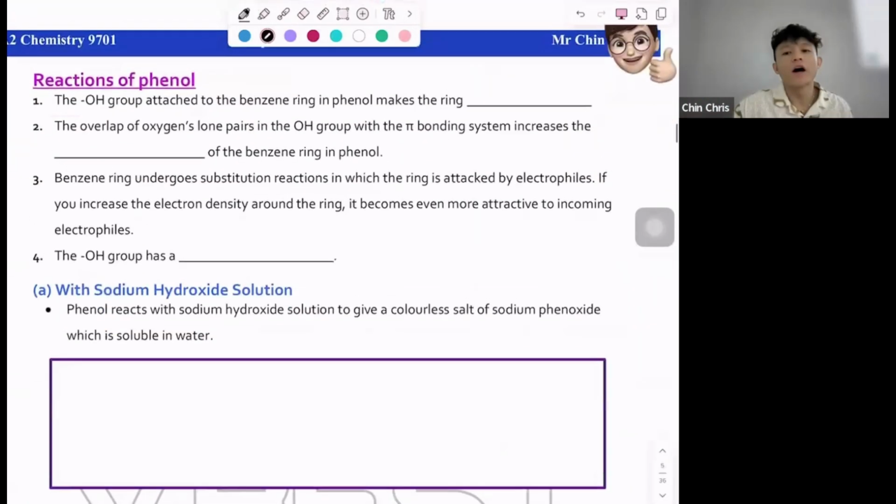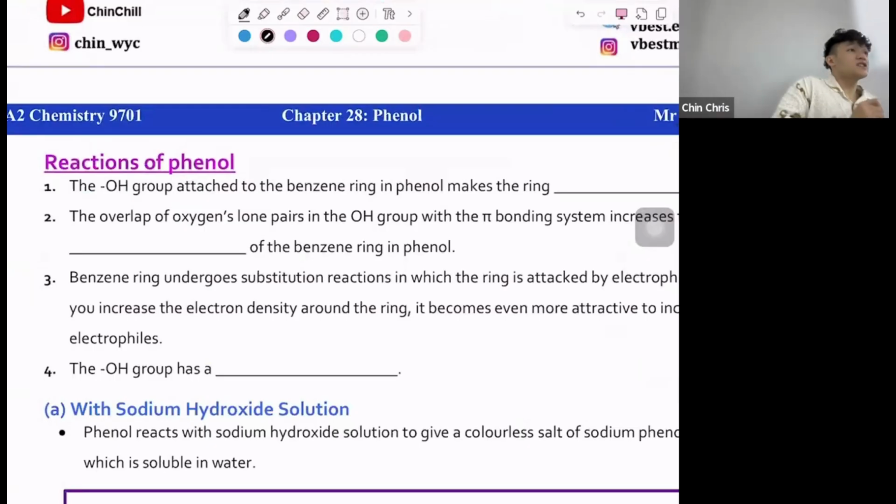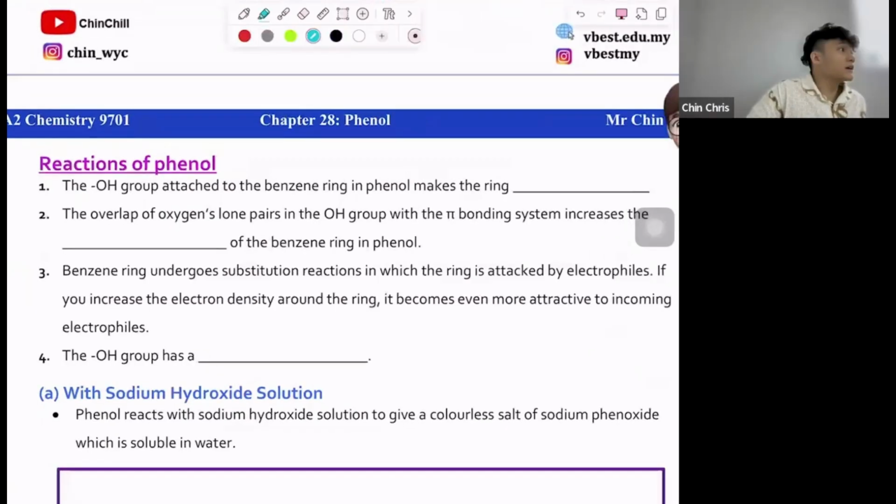Okay. All right, now let's look at the reaction of phenol. This is also why you need to know why. So first, guys, let's look at the OH group. Okay, let me ask you a question. Is phenol more reactive or less reactive compared to benzene?